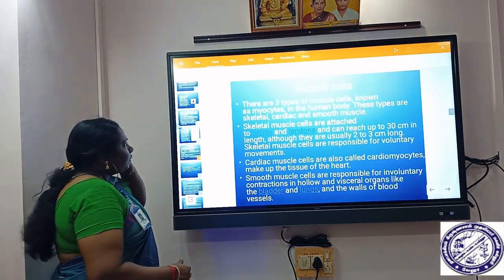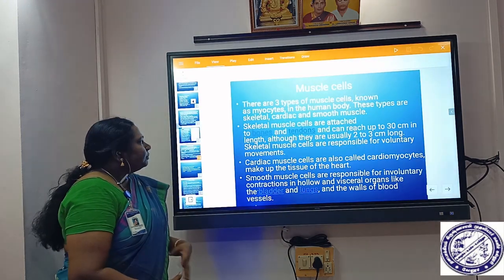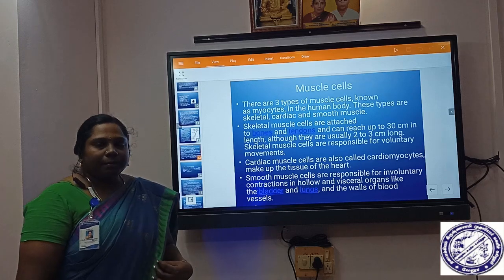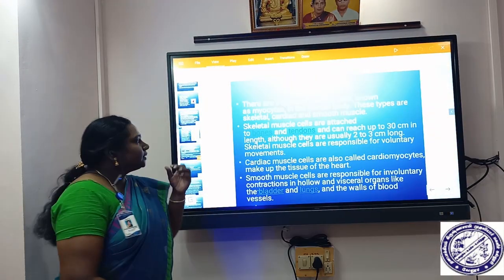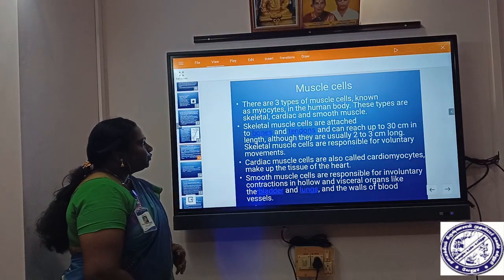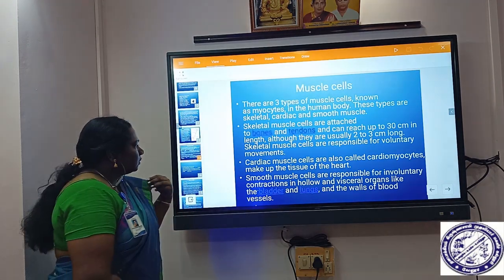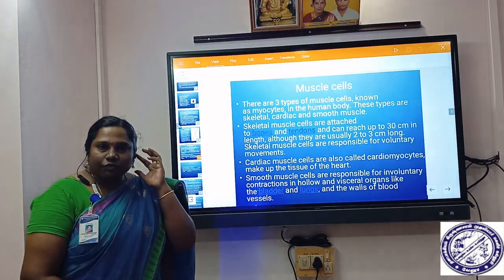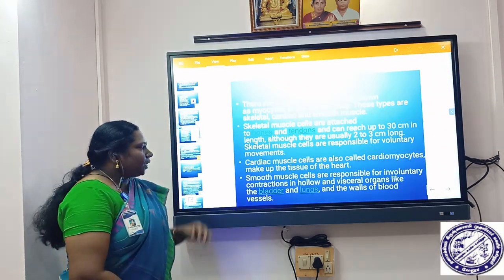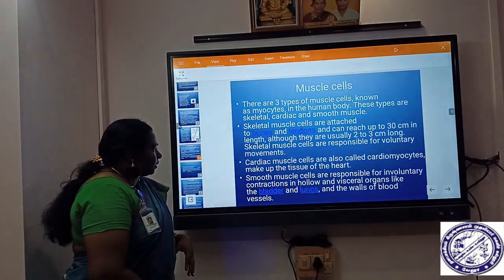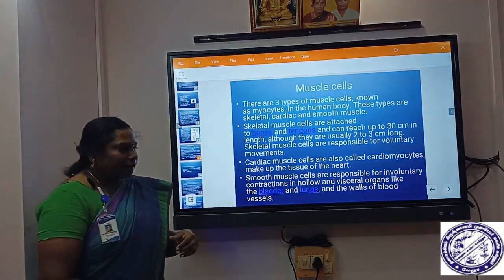Then the other types of cells are called muscle cells. There are three types of muscle cells: skeletal muscle cell, cardiac muscle cell and smooth muscle cell. Muscle cells are otherwise called myocytes. Skeletal muscle cells are attached to bones and tendons and they grow up to 2 to 3 cm long. The cardiac muscle cells form the cells of the heart. Smooth muscle cells are responsible for involuntary contractions in hollow and vascular organs like bladder and lungs.